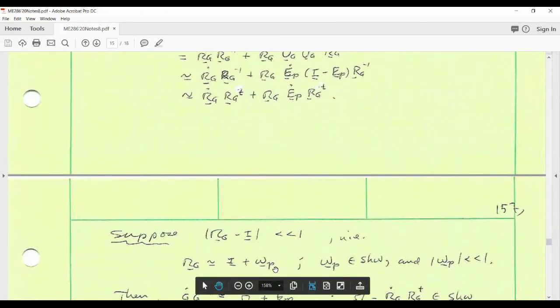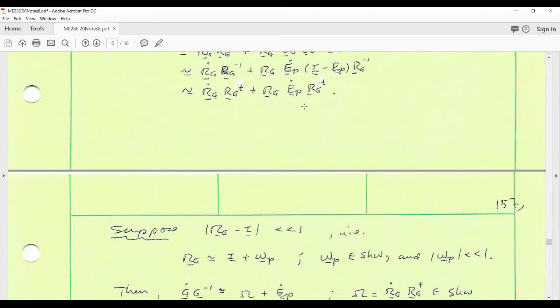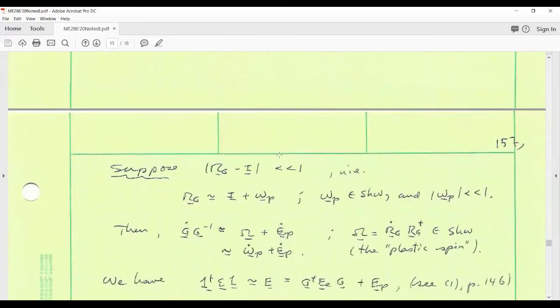So if you neglect this small quantity in comparison to the referential identity in here, then G dot G inverse is approximated by a skew tensor, which is this. We called that before the plastic spin, plus the material derivative of the plastic strain. And this thing, omega, is then approximated by small omega p dot.